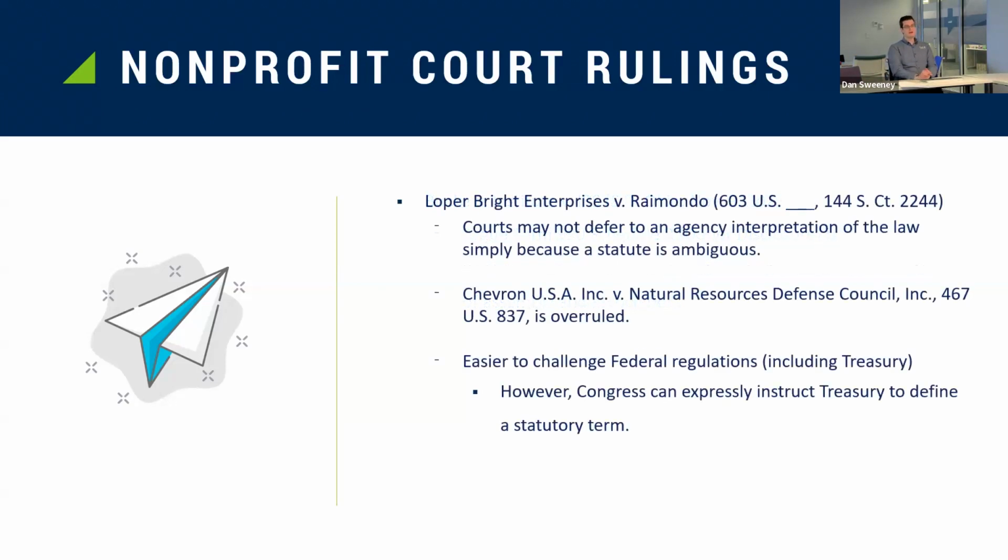The other case that's worth mentioning, and maybe you've heard about this one, Loper Bright Enterprises versus Raimondo. The long and the short of this one is the courts cannot defer to agency interpretation of law simply because the statute is ambiguous. And what that somewhat means in plain English is we had this whole doctrine that's called the Chevron deference doctrine, which basically said, if I have a government agency, the courts are just going to let the government agency interpret the regulation.